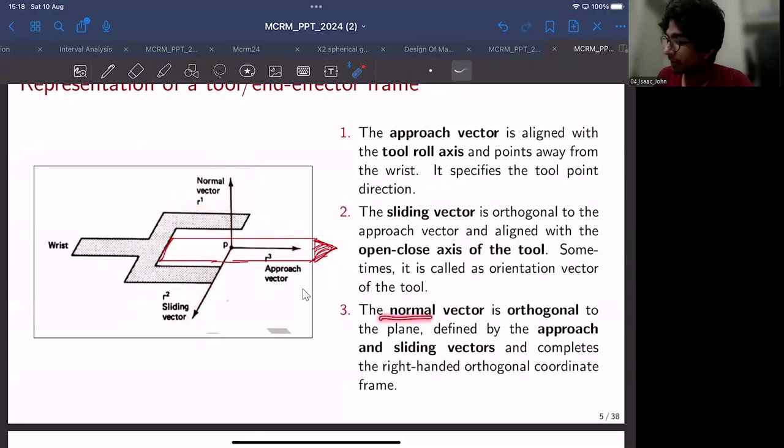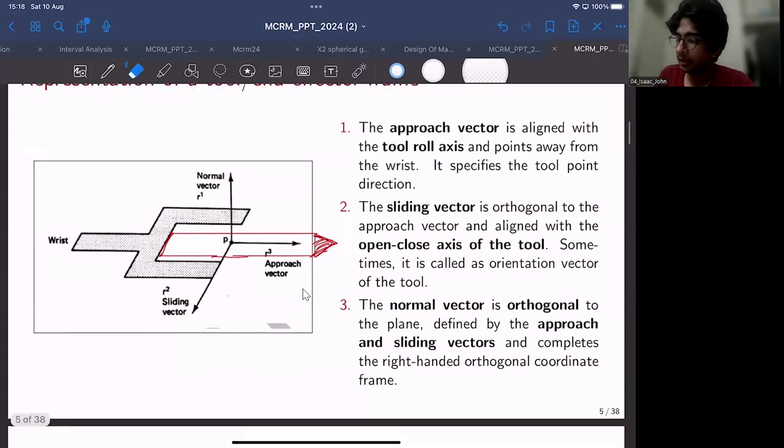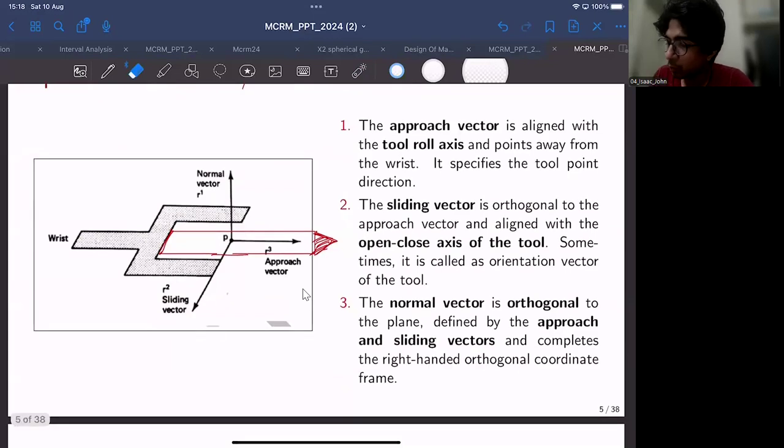The normal vector is simply orthogonal to the plane defined by the approach and sliding vectors. So it completes the right-handed orthogonal coordinate frame, right? So how do you define these vectors? Typically, as per the convention, we know the rotation matrix is a 3x3 matrix, right?